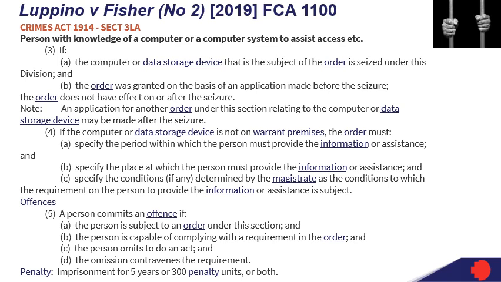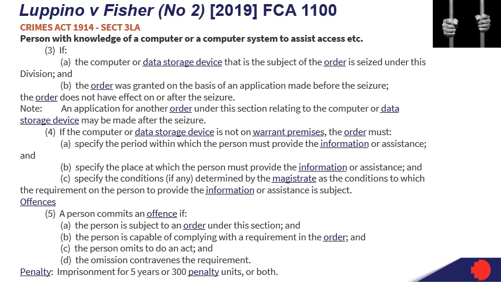And subsection 5: a person commits an offence if a person is subject to an order, is capable of complying, and doesn't do it. Penalty, imprisonment for 5 years, and 300 penalty units, or both.